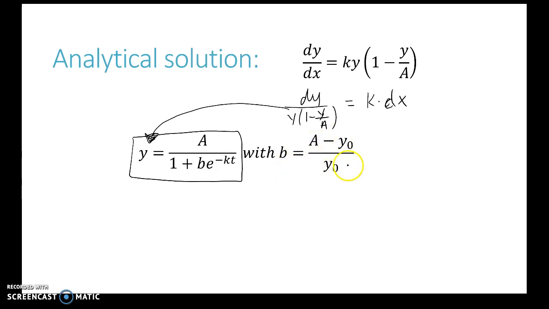Now B. There are a couple different ways we can find B. One way: notice what this value represents. It's the difference between the initial population and the carrying capacity divided by the initial population.